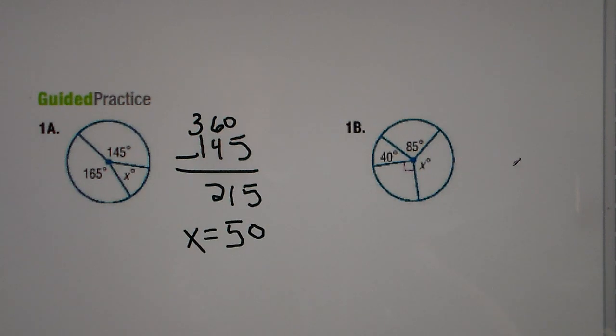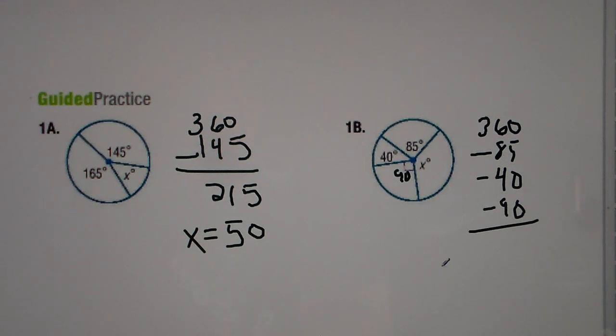Looking at 1b, if you haven't hit the pause button and tried it on your own first, why don't you hit the pause button? But I'll do it right now. So there's 360 degrees in a circle. Remember, this little red box means 90. So 360 minus 85 minus 40 minus 90, that's going to get us our answer. So I put that in a calculator: 360 minus 85 minus 40 minus 90, and that's going to get us 145. So that x is 145 degrees. If you got it right, good job.